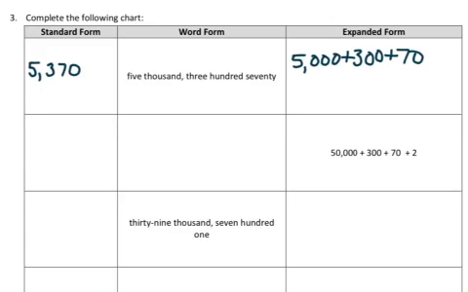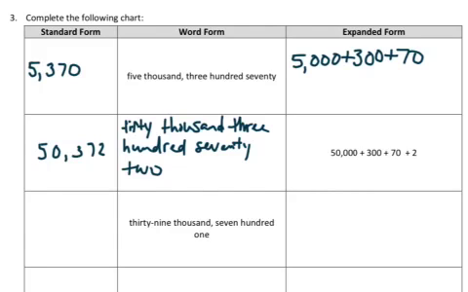Okay. So then in our second row, we have 50,000 plus 300 plus 70 plus 2. I love doing the standard form first, so I have 2 in the ones place. I have 7 10s, 300s. I don't have any thousands, but I have 5 10,000s. And in word form, that reads 50,372.